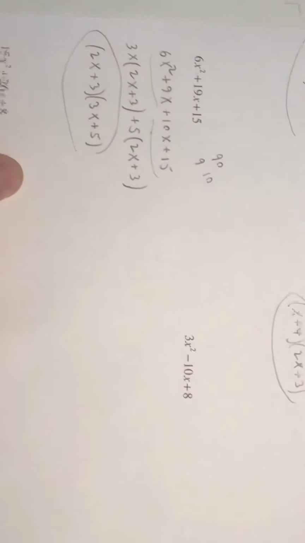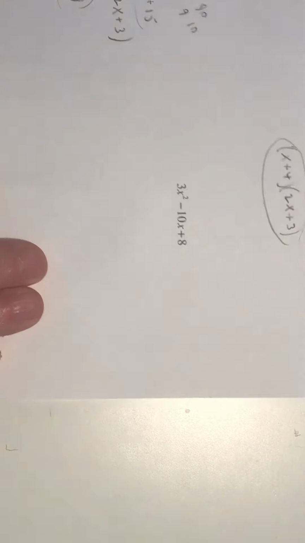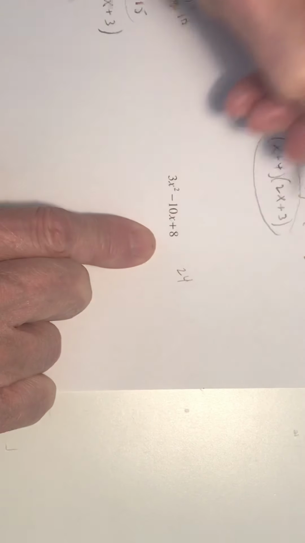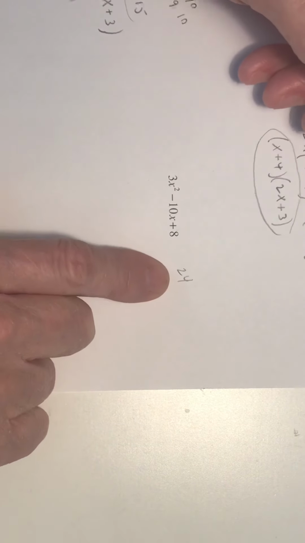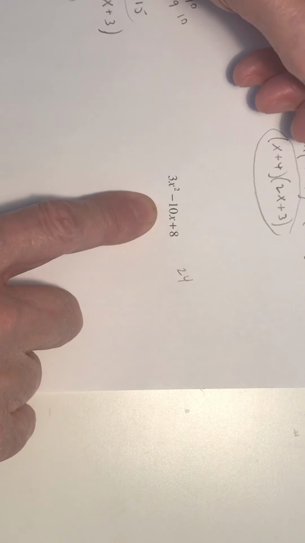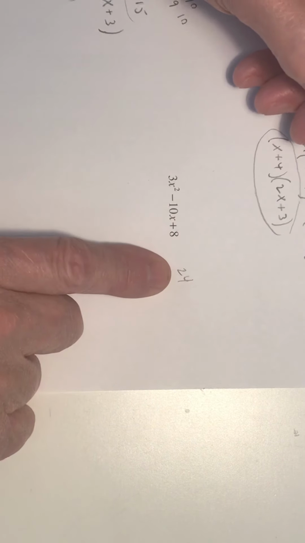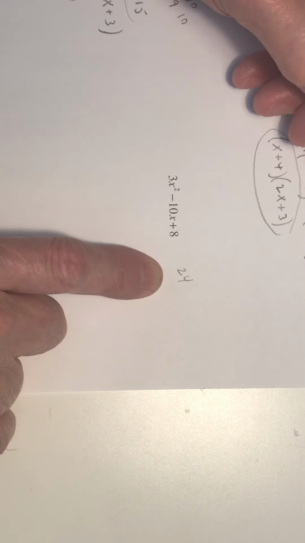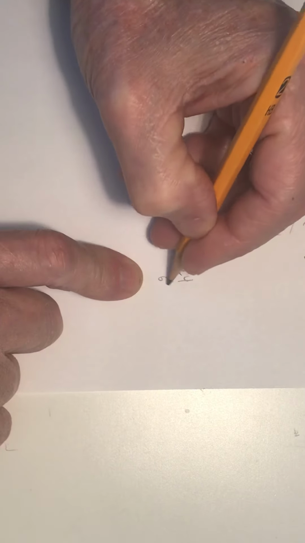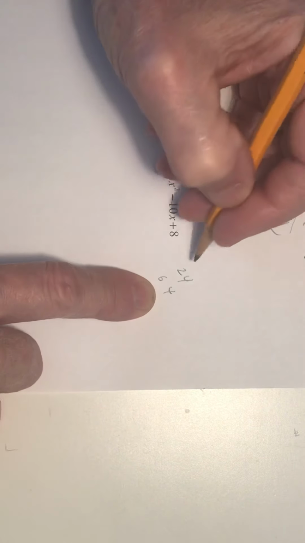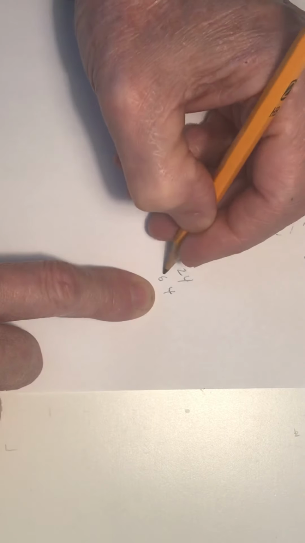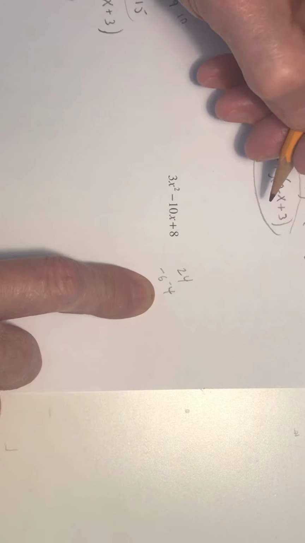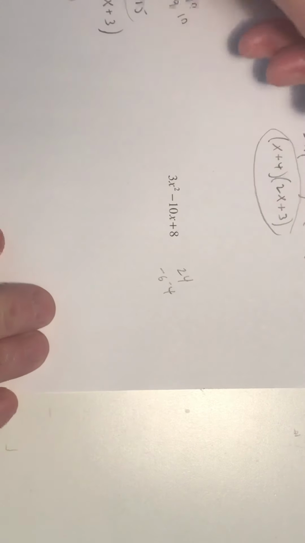Let's go to this one. 24 again. And here we want numbers that add up to negative 10, multiply out to plus 24. 6 and 4. If they're both positive, they would add up to positive 10. If they're both negative, that'll still make a positive 24 from multiplying them, and they will add up to negative 10. So that's what I'm going to use.